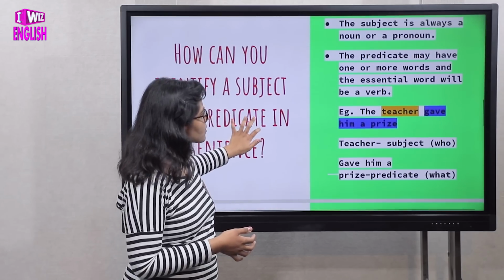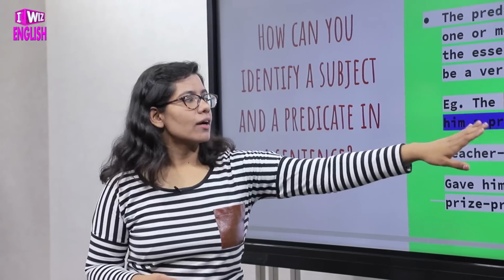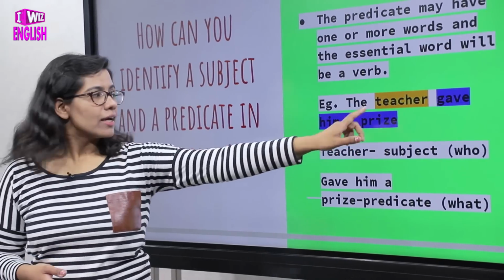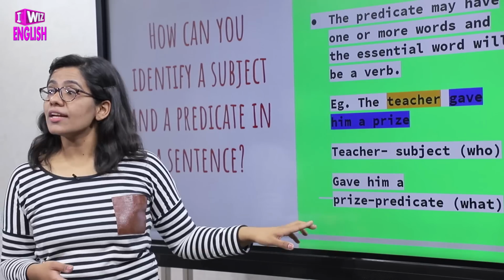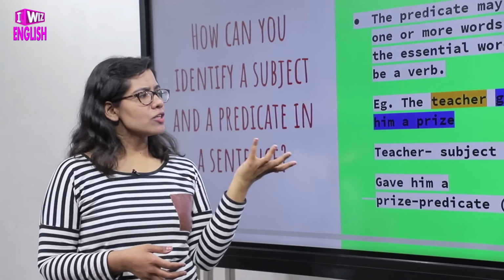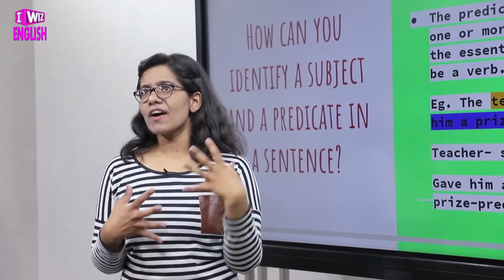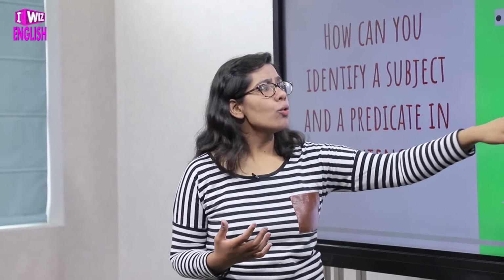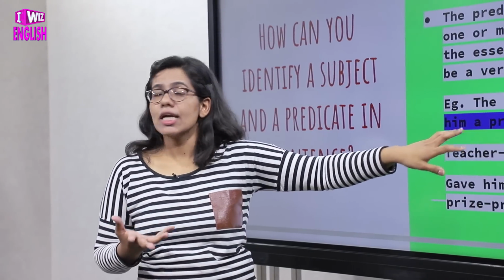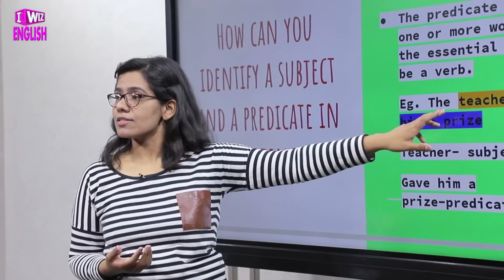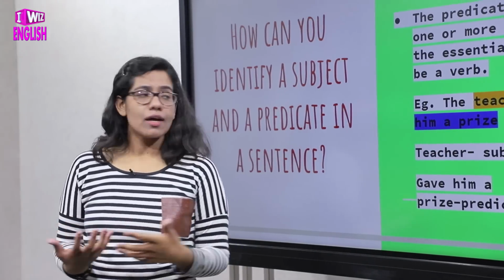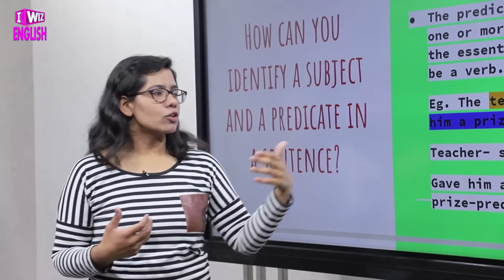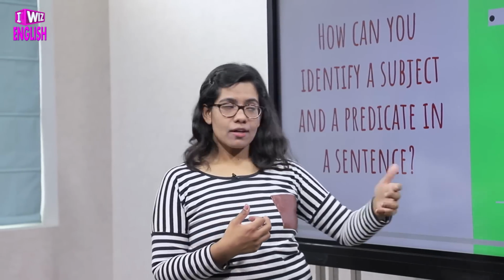Here we have a few examples. The teacher gave him a prize. In this case, teacher is your noun, and gave him a prize is your predicate. So what you can do, if you want to find out which is the subject and the predicate, is ask a question. Who is giving the prize? The teacher is giving the prize. And what is she doing? She's giving a prize. So the what will be your predicate and the who will be your subject. All right?